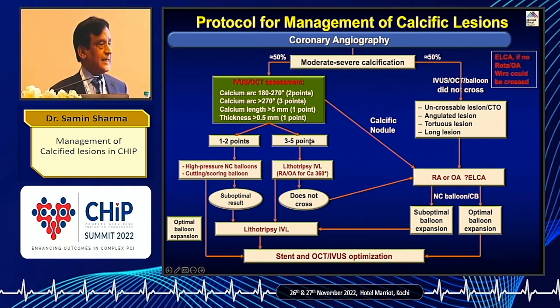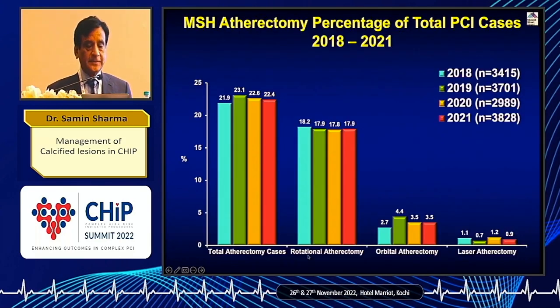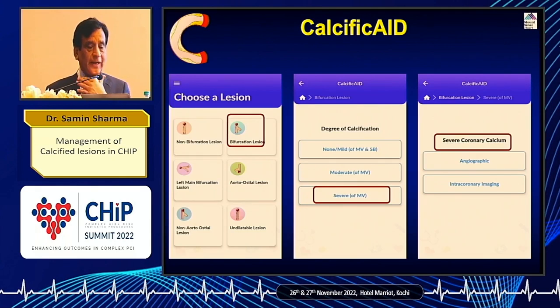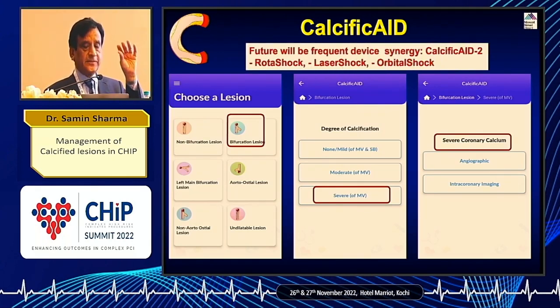But if you have a high calcium score, the points are 3, 4, 5, then those cases should go planned with your IVL. And then of course you see a subsequent good balloon expansion, and then the stent will give you the best results. So just to say, about 24% of our cases are atherectomy, and IVL we do now about 30 cases per month. We have the Calcific Aid, which really fits into this, and now we are making Calcific Aid 2, which will incorporate all those rota shock, laser shock, orbital shock cases.